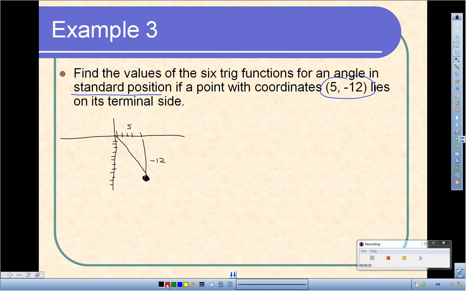Well, we do need to figure out that hypotenuse. Here is my reference angle. Even though I don't really need to know what it is, I can just label that. That's my reference angle. Let's figure out what my hypotenuse is. So use the Pythagorean theorem. 5 squared plus negative 12 squared equals c squared. So that would be 25 plus 144 is equal to c squared. So that would be 169 is equal to c squared. And so that would just be the square root of 169.